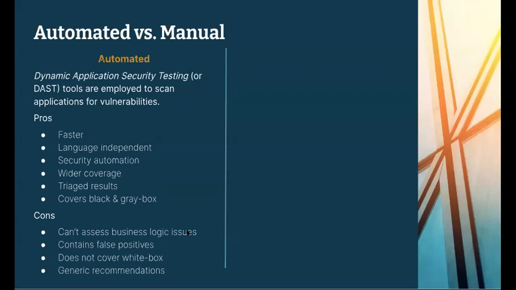You need a human for that, or you need to very clearly define it in the scanner. Otherwise, the scanner will not be able to figure out if there's such a test case even for it to test. Typically, these scanners give a lot of false positives as well. So that is another drawback that they have.